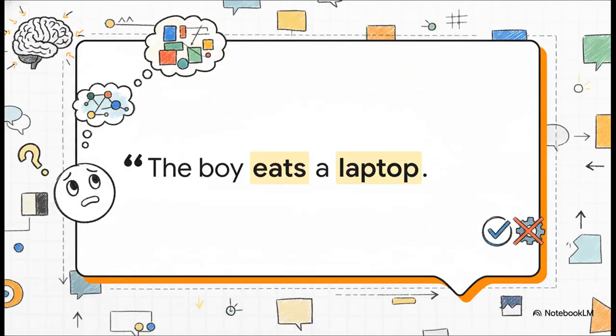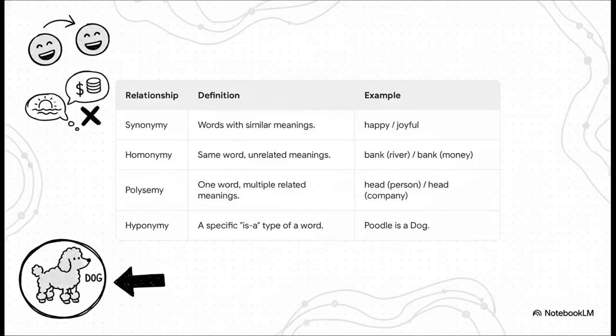Now, according to the rules of syntax, this sentence is perfect. It has a noun phrase, the boy, and a verb phrase, eats a laptop. It's grammatically flawless. But we, as humans, know it's complete nonsense. This is where semantics kicks in. It's the reality check.